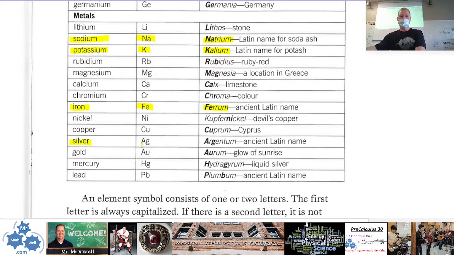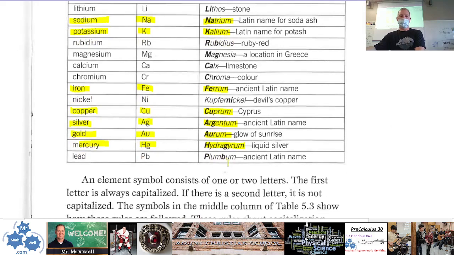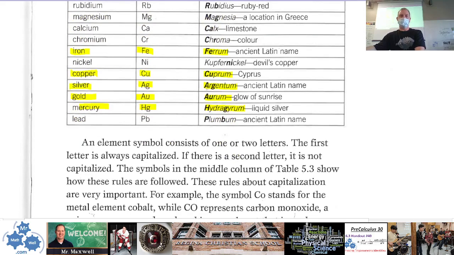Silver, that's another one. Silver is argentum. Copper, I guess, is a little weird. It should be Co, maybe you think, but it's Cu, and that's from the Latin word cuprum. Gold is aurum, Au, Latin word again. Mercury, hydrargyrum. I never say that word, but hydrargyrum, liquid silver.